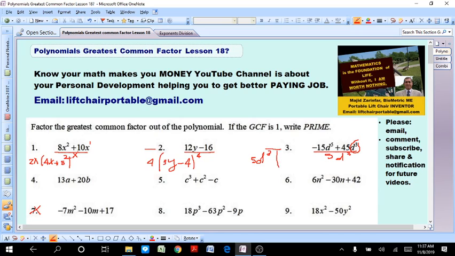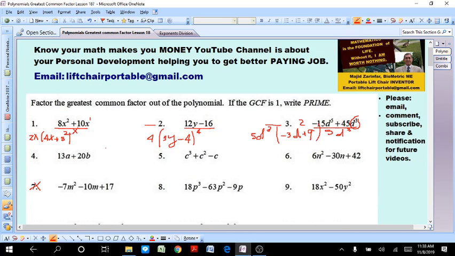So now 15 divided by 5 is a negative 3. 5 minus 3 is 2, that would be d squared. And 45 divided by 5 is 9, plus 9. And then d cubed divided by d cubed is 1. So this is the correct factoring for this question.